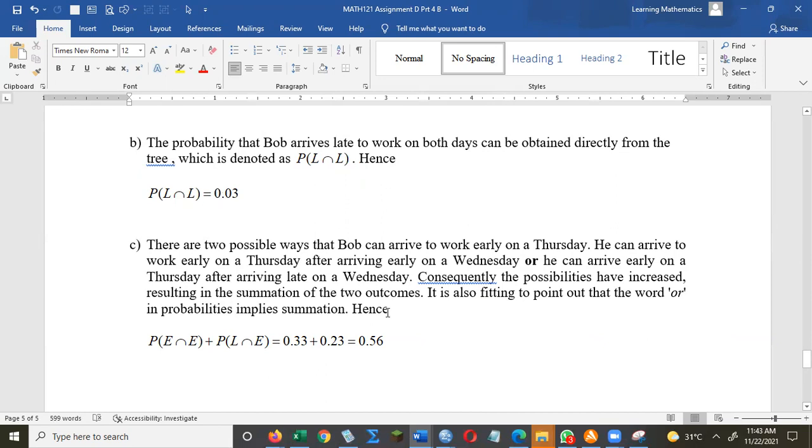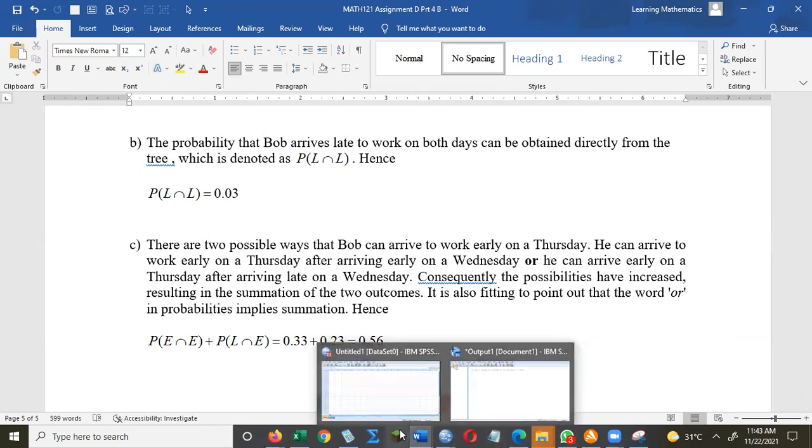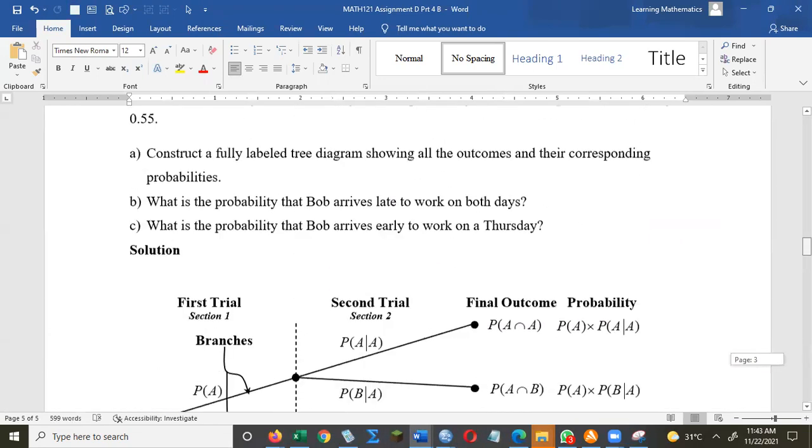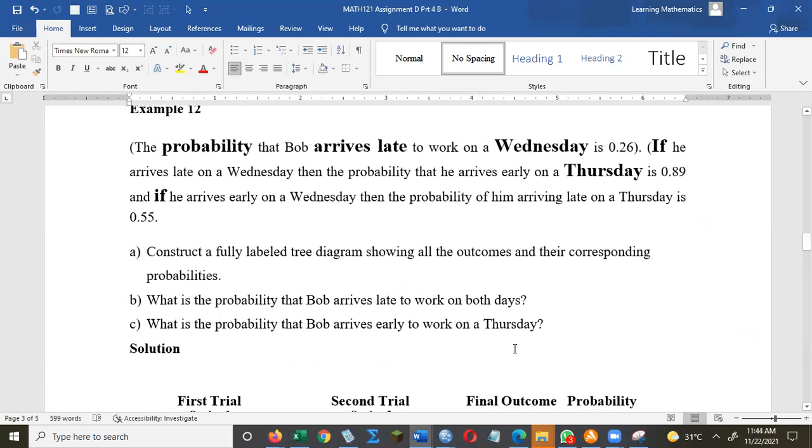And at C now, what is the probability that Bob arrives to work late on a Thursday? Late on a Thursday.